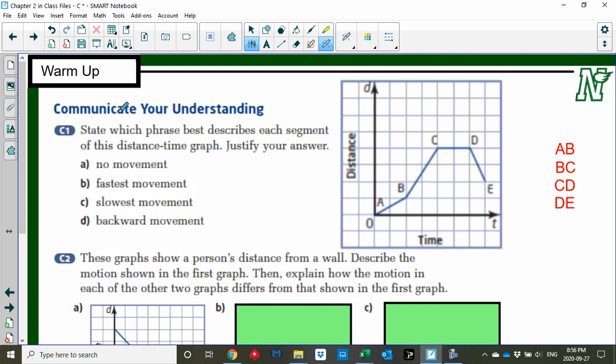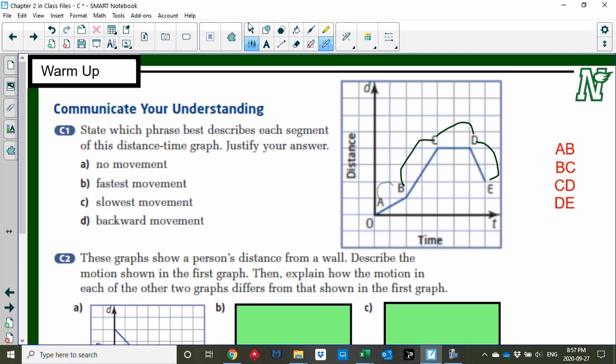Right here, communicate your understanding. State which phrase best describes each line segment. So take a look. A represents this point here, B represents this point, C is this point, D and E. So you refer to the first line segment as line segment AB, the next line segment as BC, the next one as CD, and the last one as DE. Here they are right here. You need 2 letters to represent a line segment.